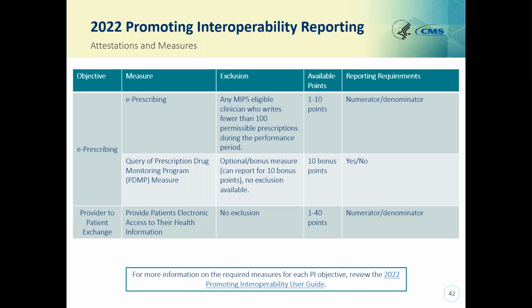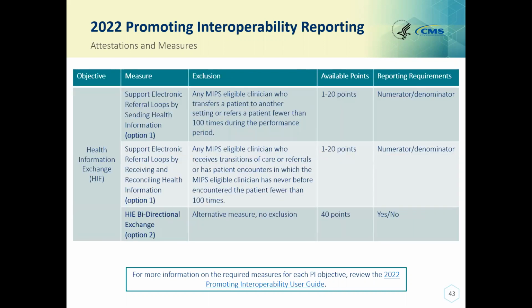If any of these, not the query of PDMP, because it's not required, but e-prescribing or provide patients electronic access, if you submit a numerator of 0, you will fail, and you will fail the entire promoting interoperability performance category if you do not claim an applicable exclusion. And for provide patients health information, there is not an exclusion. Okay, next slide, please. These are the other measures.